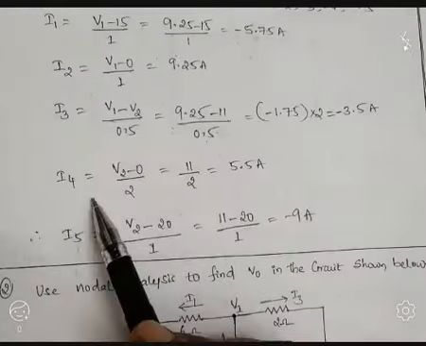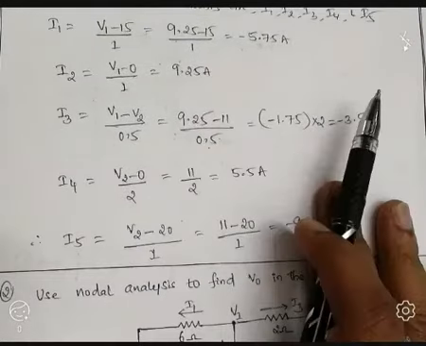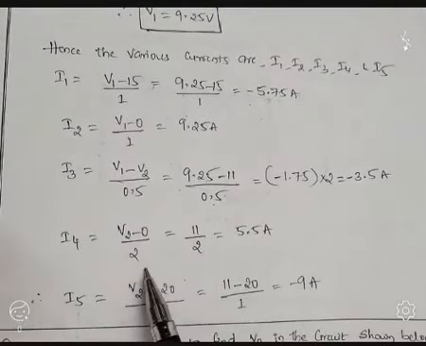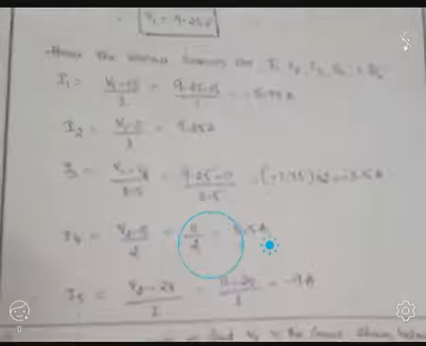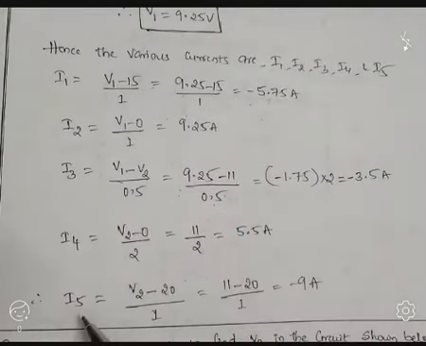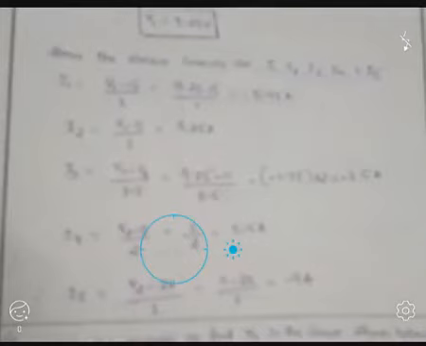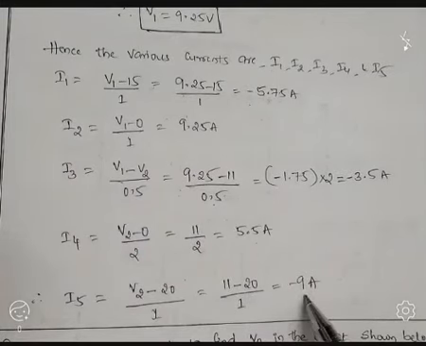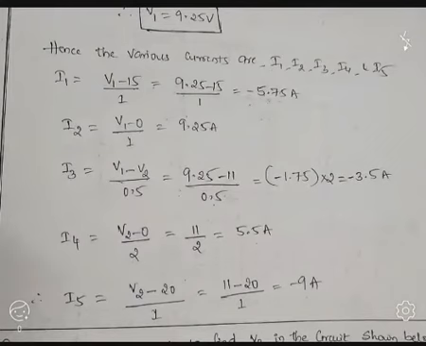Next, current I4. Current I4 is V2 minus 0 divided by 2. V2 is 11, 11 by 2 is 5.5 amperes. Last current, I5 equals V2 minus 20 divided by 1. V2 is how much? That is 11. 11 minus 20, that is minus 9 amperes. Hence, we calculated all the currents which are flowing through each resistor. Okay, this is the example.